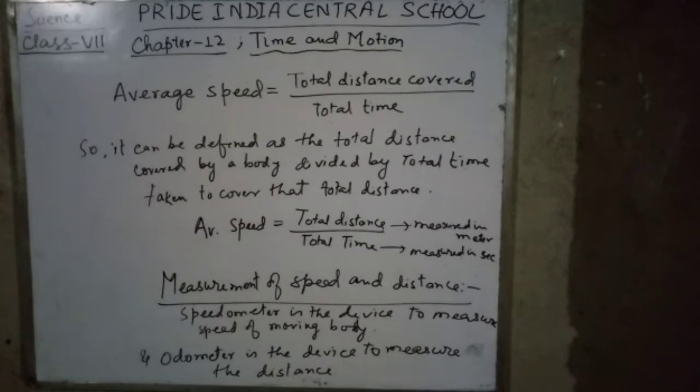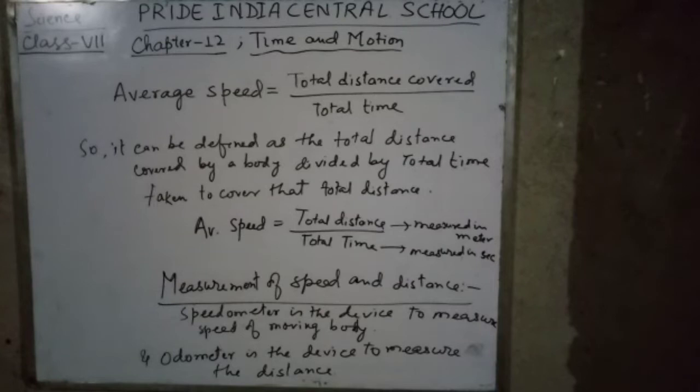Now, average speed can be defined as the total distance covered by a body divided by the total time taken to cover that distance. And its unit is also meter per second. If the total distance is represented in meter and the total time taken in second, then the unit comes meter per second. And if the total distance is represented in kilometer and total time in hours, then the unit will be kilometers per hour.